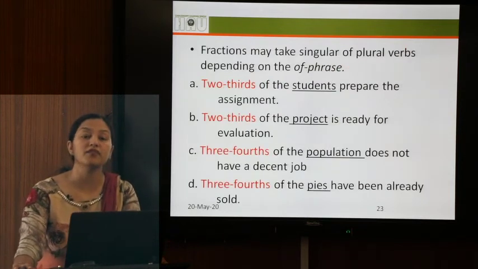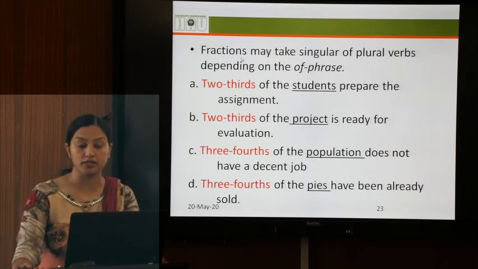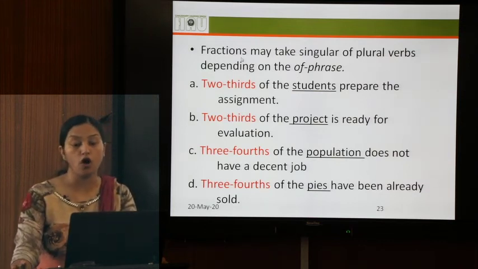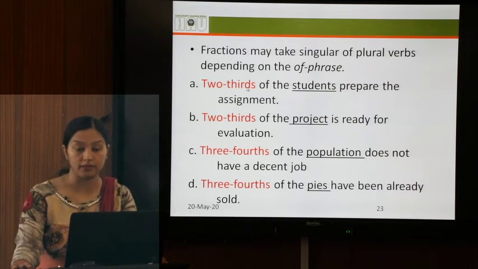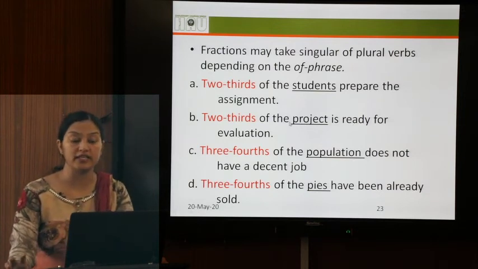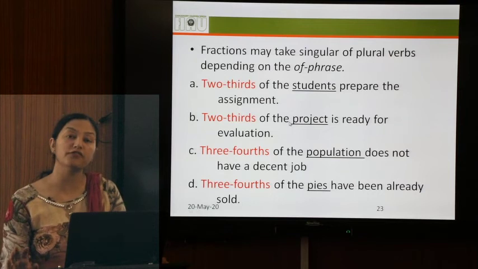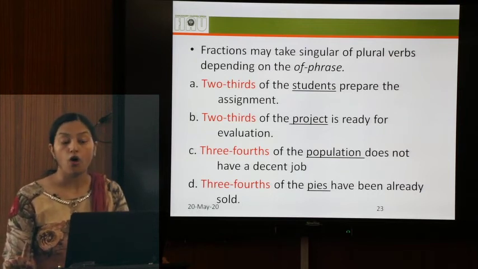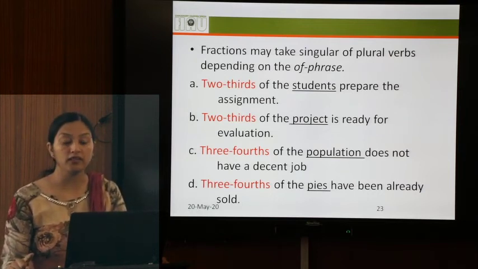Now, sometimes our sentences start with fractions. They may take singular or plural verbs depending on the of phrase. Like, 2/3 of the students prepare the assignment. 2/3 of the project is ready for the evaluation. Now in both these sentences, our fraction is the same, but look at the of phrase.